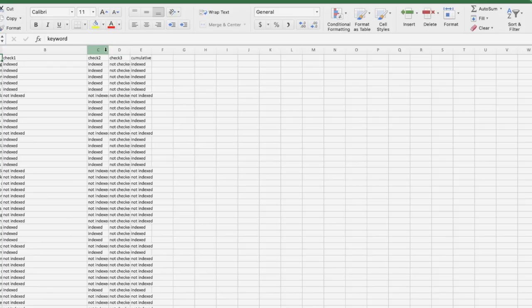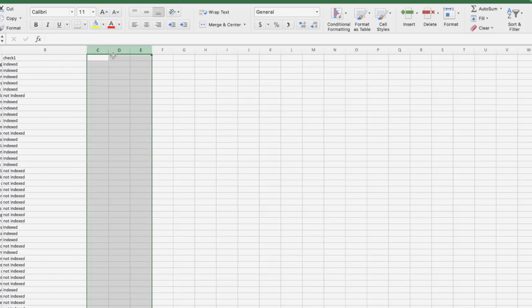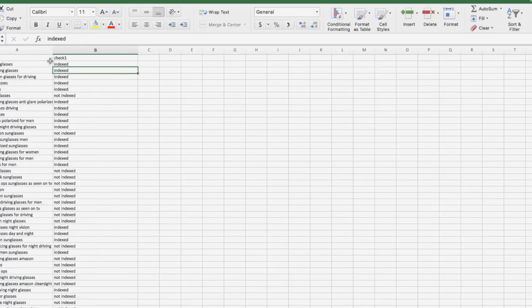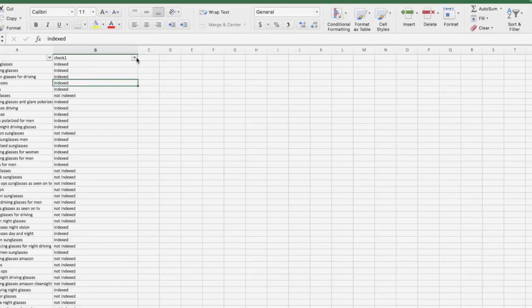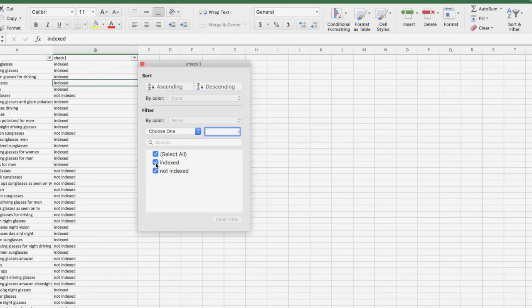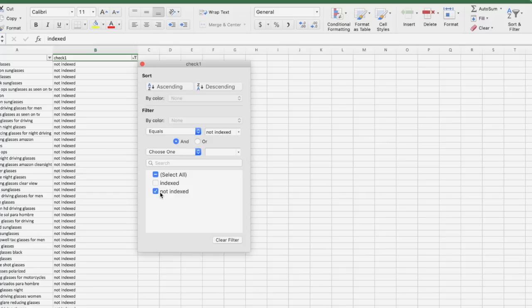And actually I'm going to delete columns C, D, and E, because we don't need those. We just want the first check. What you're going to want to do is click on the first two, go to Data, Filter, and then we're going to filter out the indexed. So we only want to see the keywords that we're not indexed for.